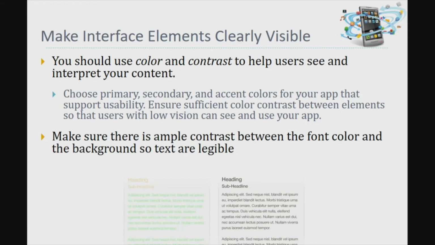Okay, another one, make interface elements clear and visible. You should use the right color and contrast to help the user see and interpret your content. Help the user to use your application. So when you want to develop your application, you must help your user. Okay, choose primary, secondary, and accent colors for your app that support usability, and ensure sufficient color contrast between the elements so that users with low vision can see your app.